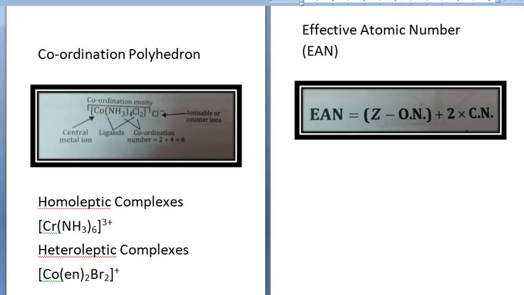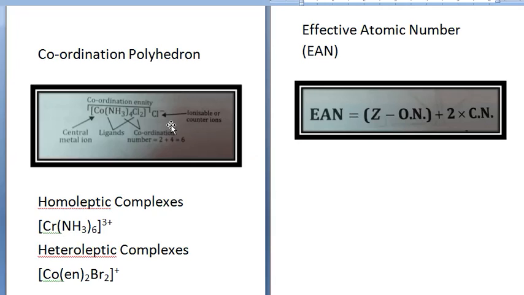Now similarly, in [Co(NH3)4Cl2]Cl, the different terms are shown below. Whatever is given between the big brackets is the coordination entity. In this, whichever metal is present becomes the central metal ion. The remaining become the ligands. Alright, the coordination number is 4 plus 2, that becomes 6. And what is given outside becomes the ionizable or counter ion.